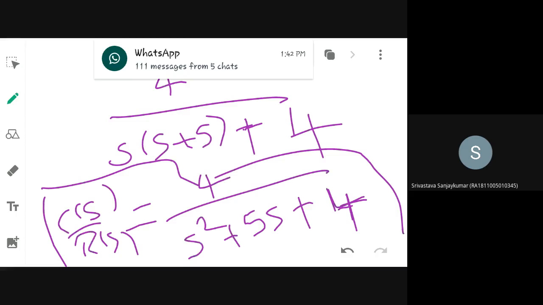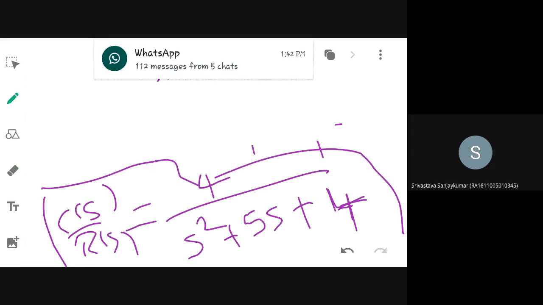You have to equate this to one general transfer function representation. What is the general transfer function representation? Omega n squared upon s squared plus 2 zeta omega n s plus omega n squared.